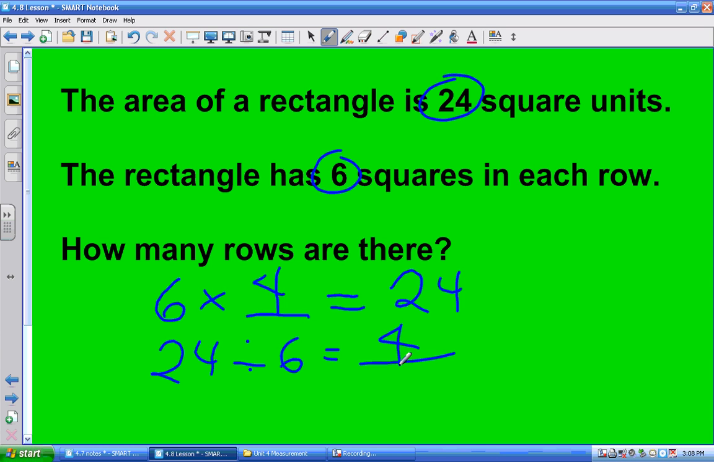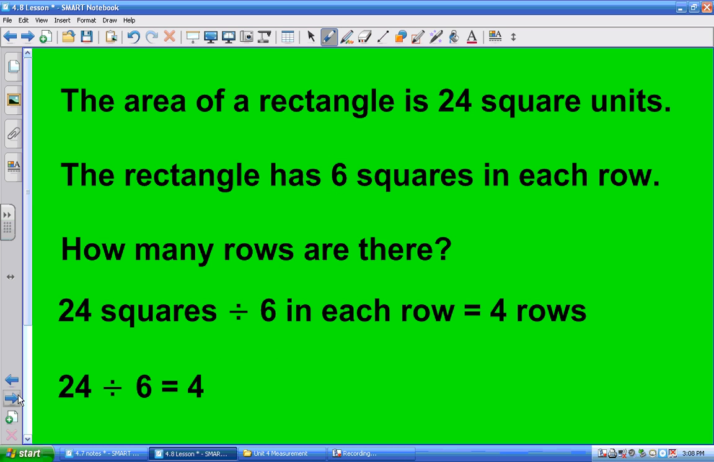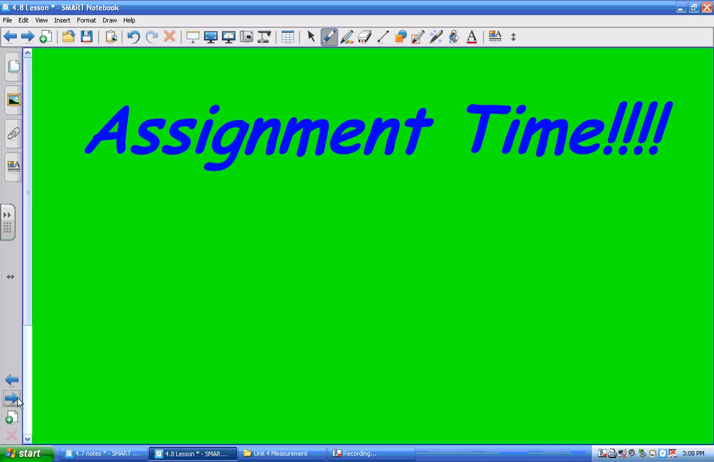All right? You know, because you do it every day. Magic. You always do it every single day, Jada. All right, so here we go. How many rows are there? You take 24 squares, divided by 6 each row gives you 4 rows, so 24 divided by 6 is 4, and that is what we just did.